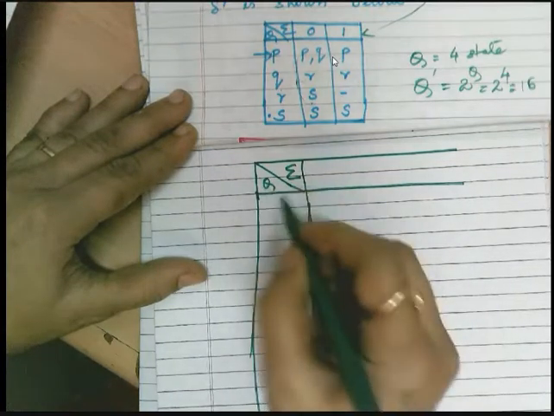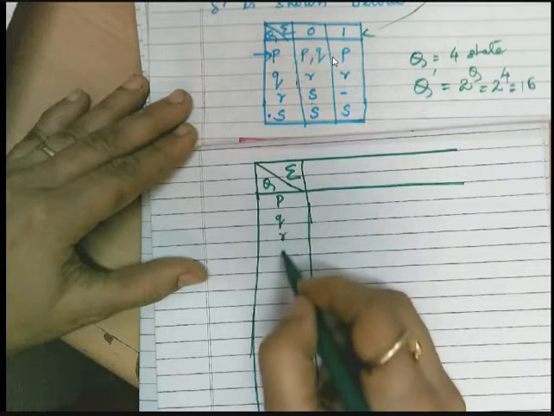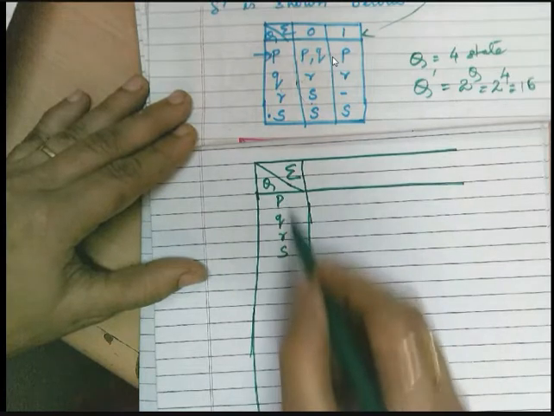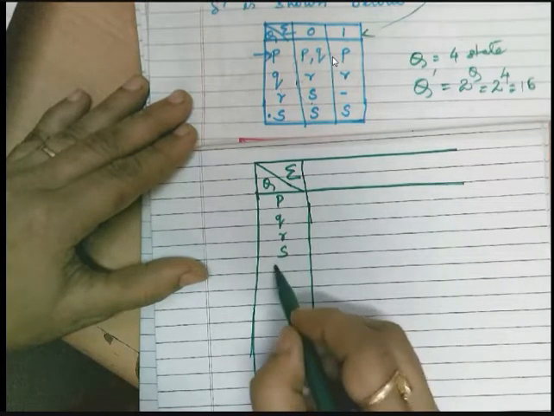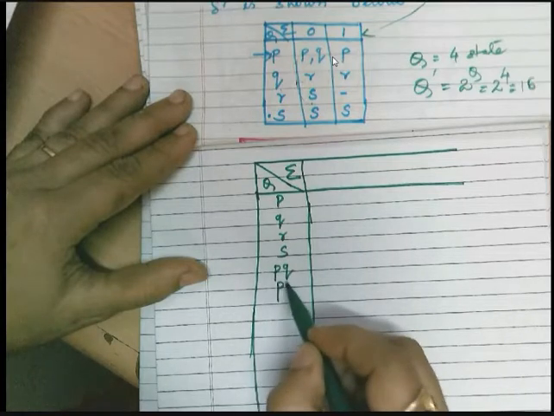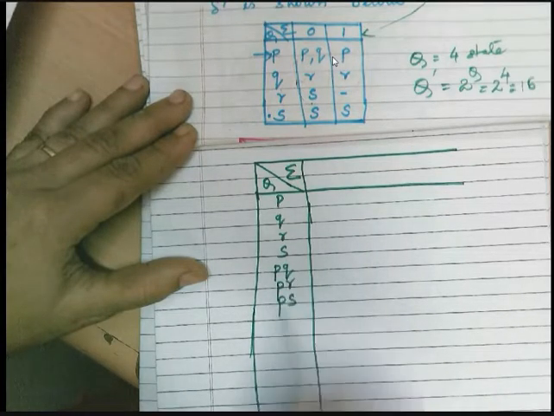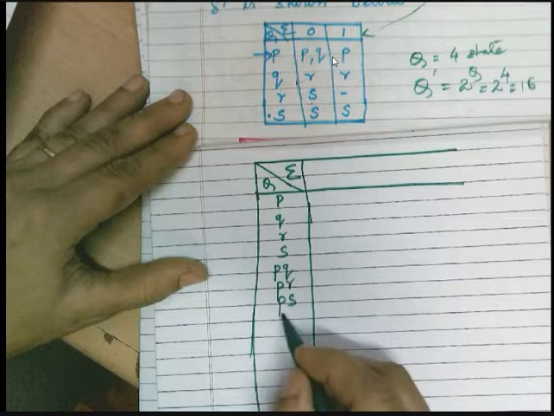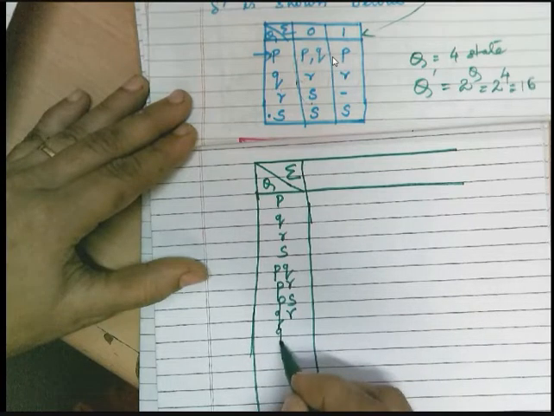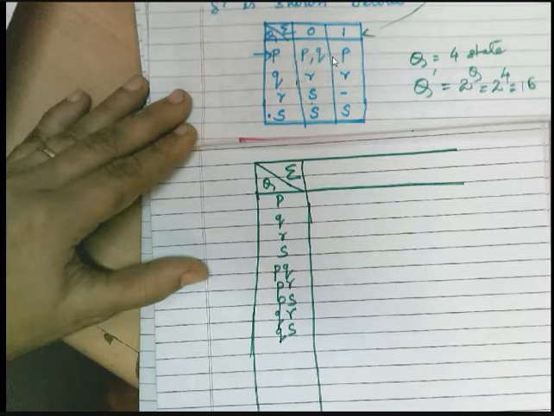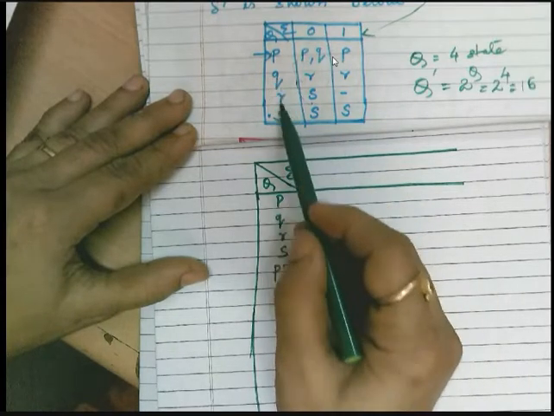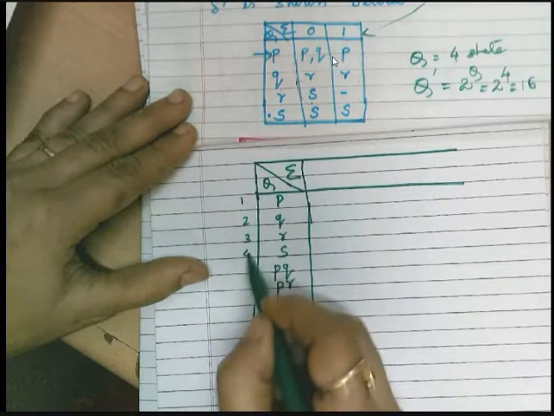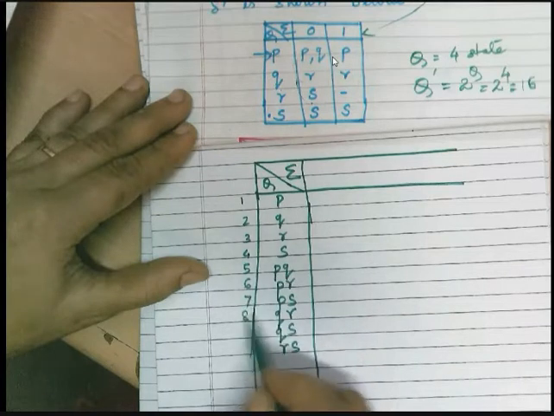So we will start from P, Q, R, S. Okay, 4 states are over. Next, we have to do two combinations. So two combinations will be PQ, PR, and PS. So the turn with P is over. Now we have to consider the remaining states. So it will be QR, QS, right? Next, RS. Okay, so let me number 1, 2, 3, 4, 5, 6, 7, 8, 9, 10.